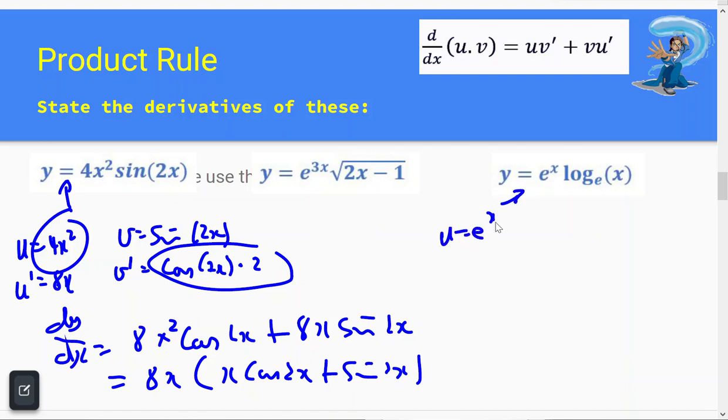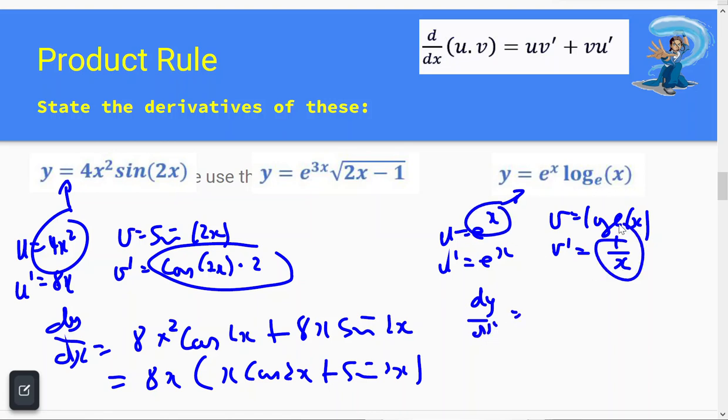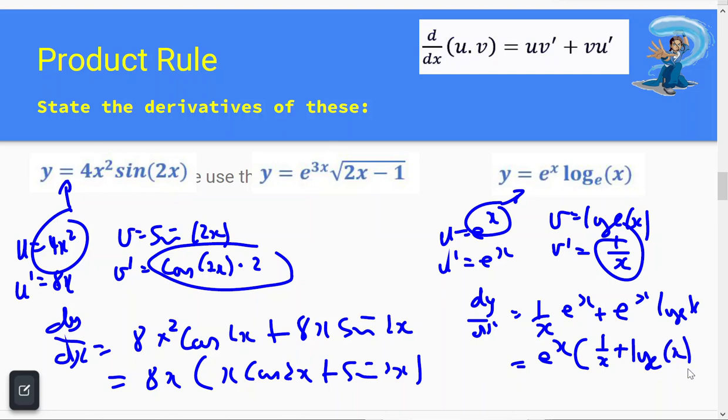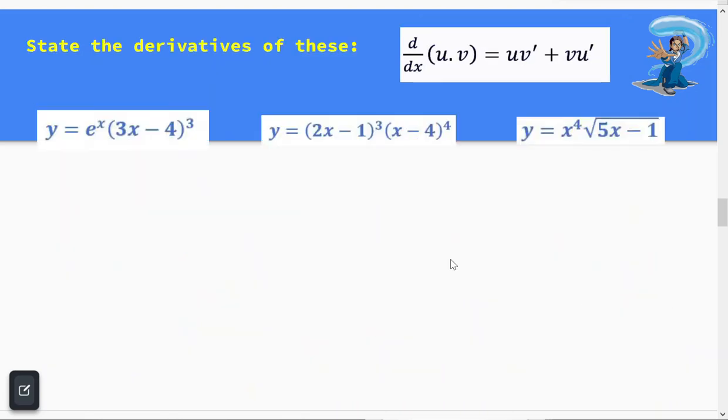u equals e to the x, u dash equals e to the x, v equals log base e of x, v dash is the derivative of log base e of x, which is 1 on x. So dy dx should equal this times this, which is 1 on x, e to the x, plus e to the x log base e of x, and we have a common factor of e to the x, 1 on x plus log base e of x should be the answers, and all of them are completed.